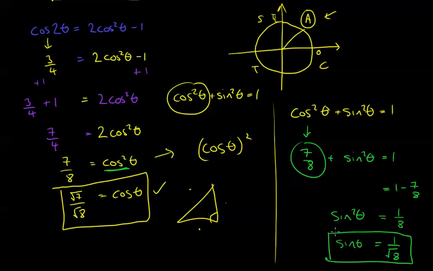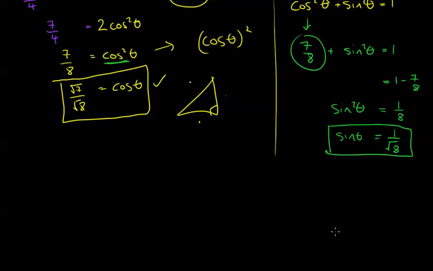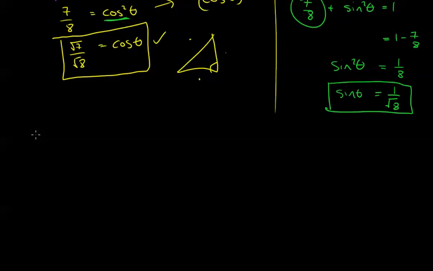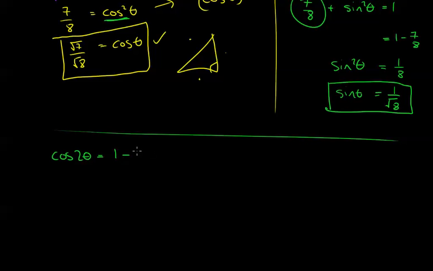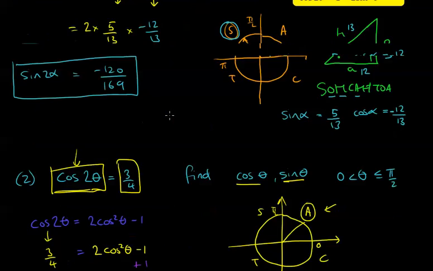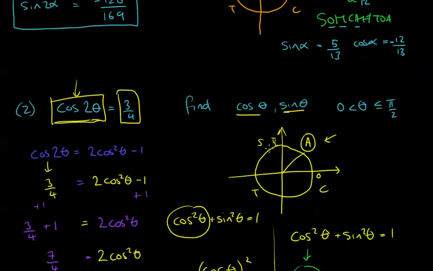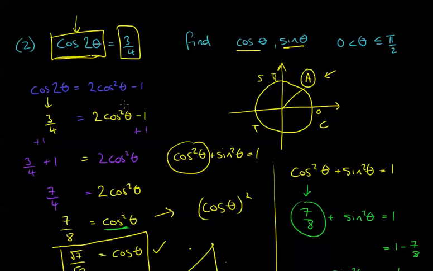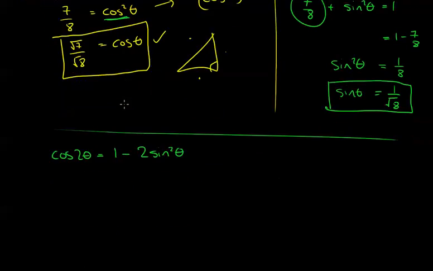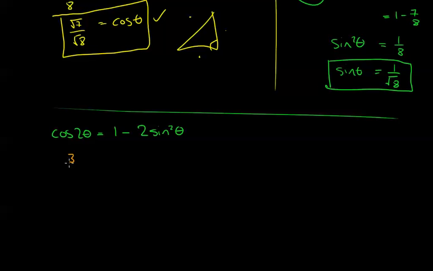Okay, so there's sine theta. There's one way of doing it. Just to help you out again, we could have actually done it by going back to the very beginning. Cos 2 theta equals 1 take away 2 sine squared theta. That's using the last identity instead. Now cos 2 theta is 3/4, remember. So I can replace this side with 3/4 equals 1 take away 2 sine squared theta.